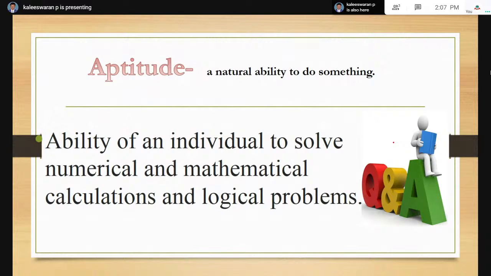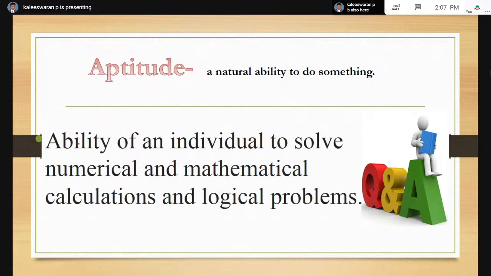Next, what does aptitude mean? How to approach aptitude and how to prepare for it? The dictionary meaning of aptitude is a natural ability to do something. Technically, we can say aptitude is the ability of an individual to solve numerical and mathematical calculations and logical problems.